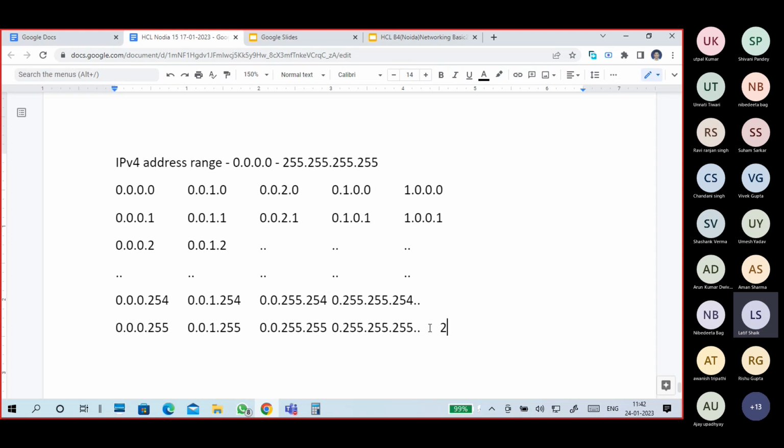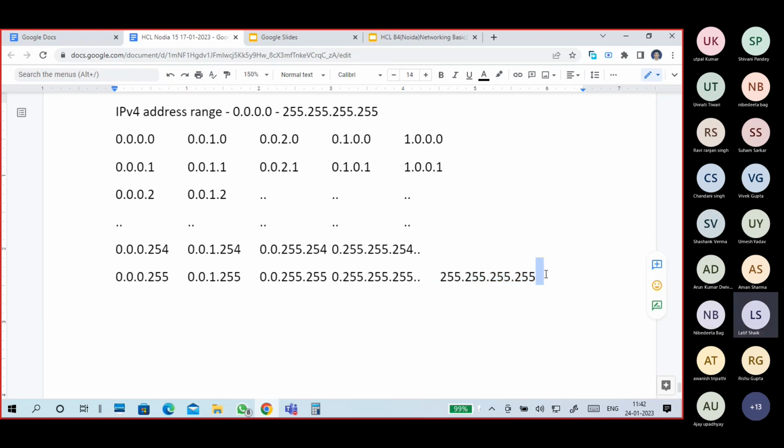Finally, we reach 255.255.255.255. That is the total IPv4 range. Okay. The total IPv4 is divided into 5 classes.